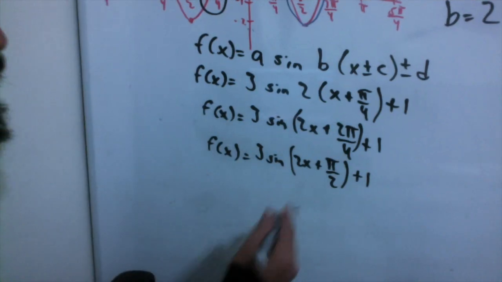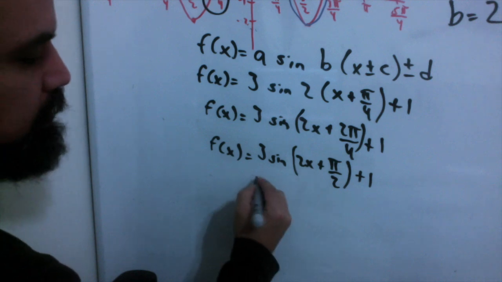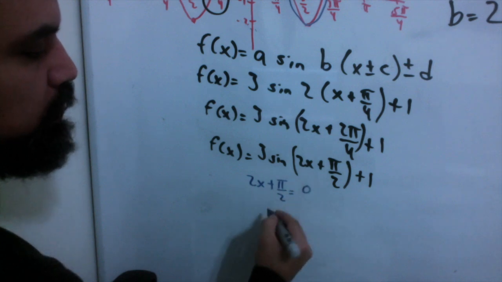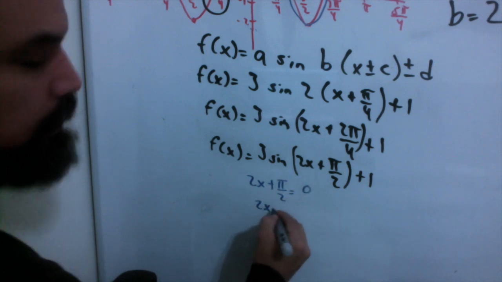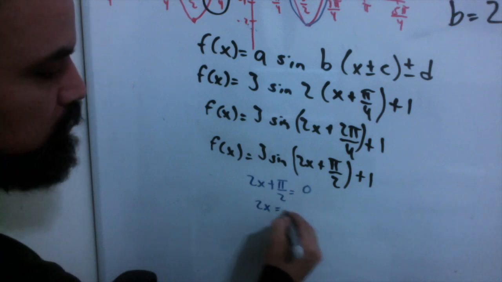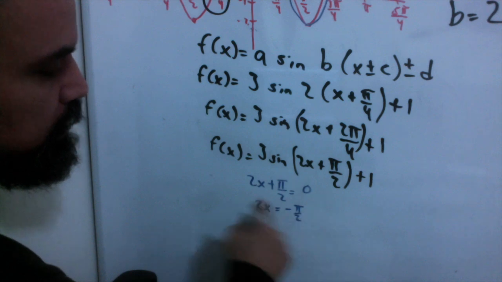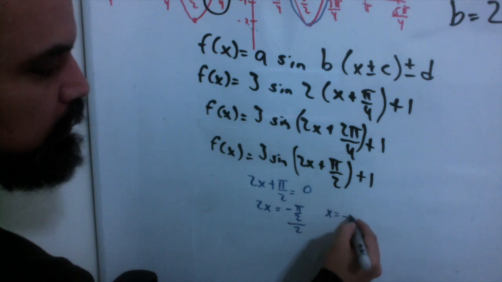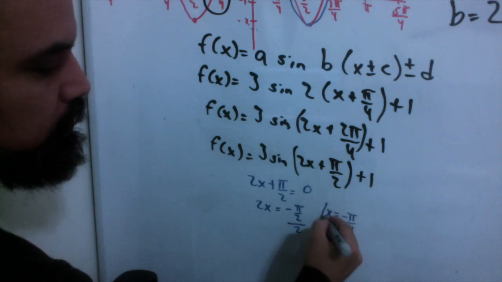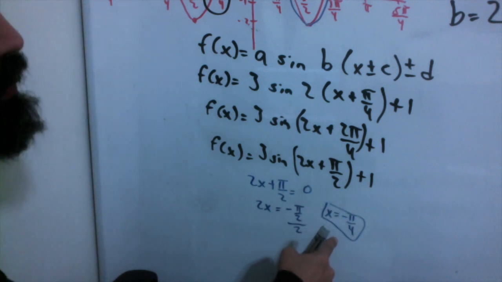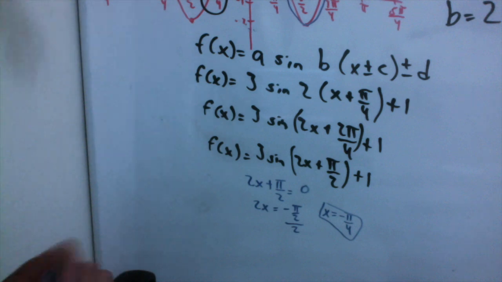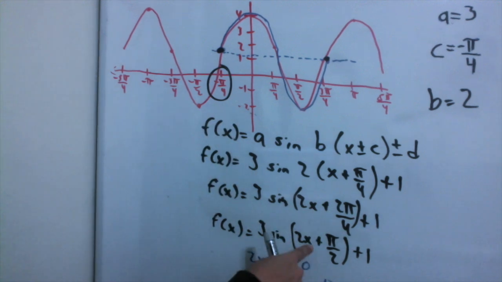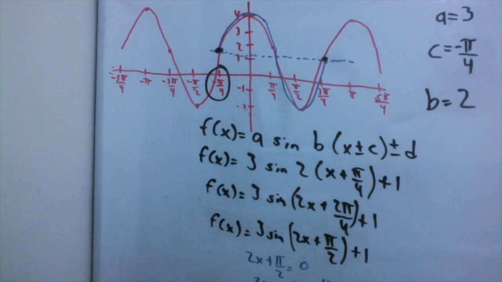To make sure that we did it right, we're going to take the parentheses, 2x plus pi over 2, set it equal to 0 and solve for x. So it will be 2x equals minus pi over 2, and then this 2 goes dividing, and x equals minus pi over 4. So this minus pi over 4 equals our horizontal translation. That way you can make sure whether you did it right or wrong.